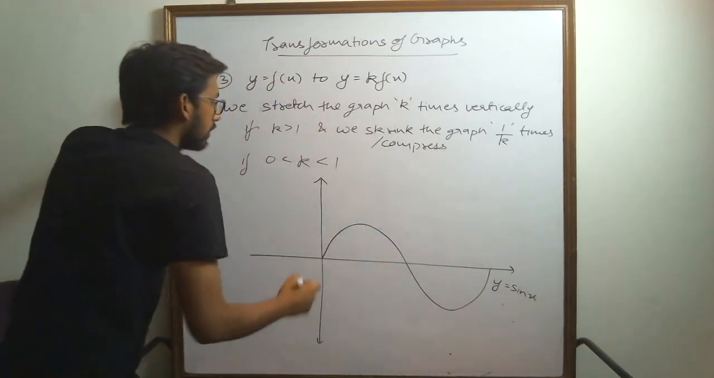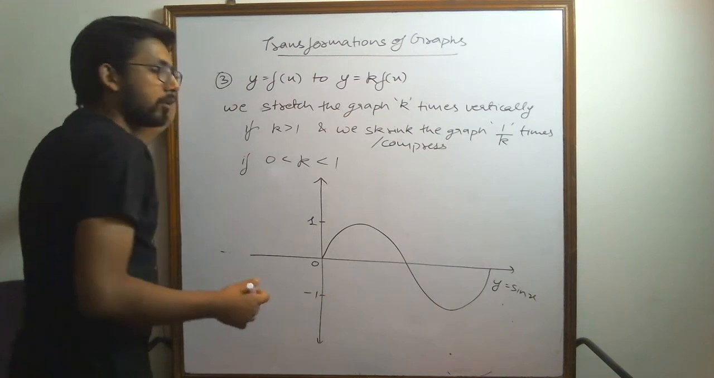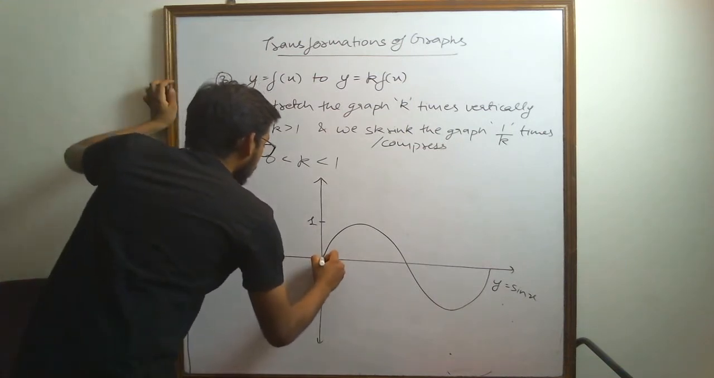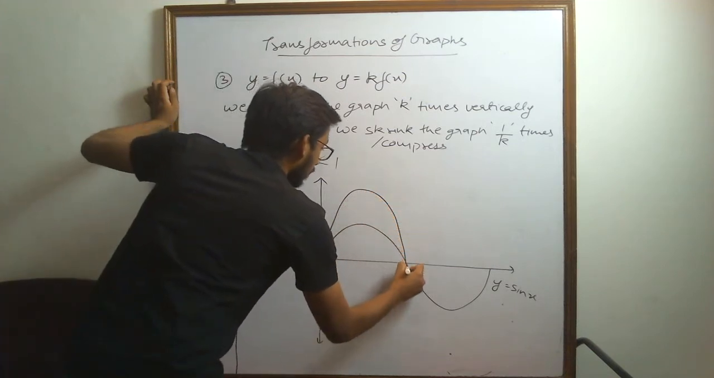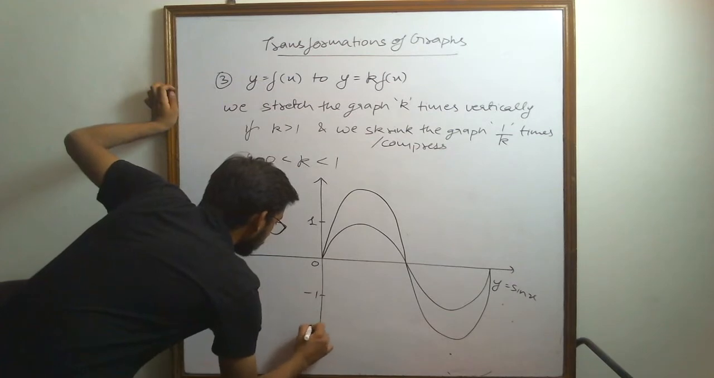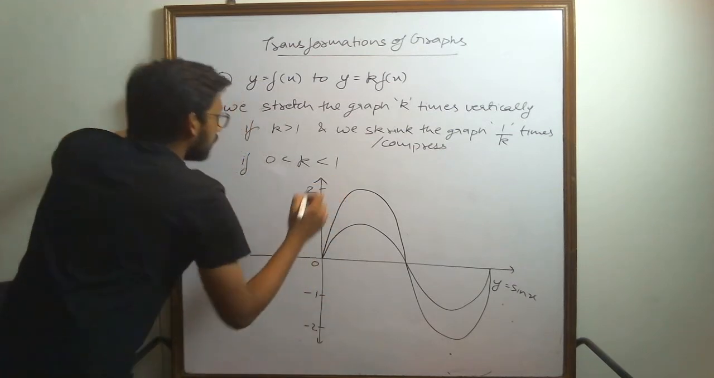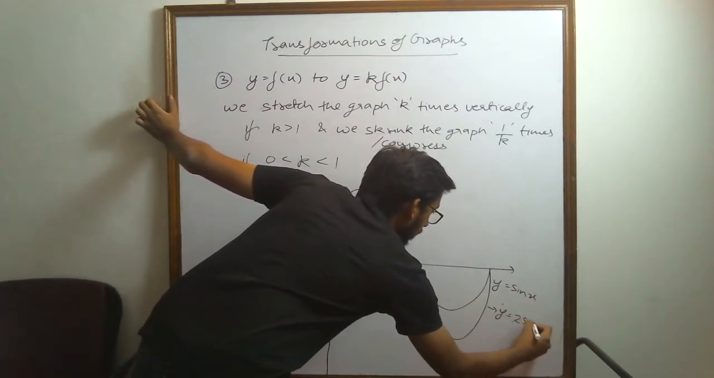If I want to make the graph of y is equal to 2 sin x, we will stretch the graph vertically 2 times. This will be the graph of y is equal to 2 sin x.